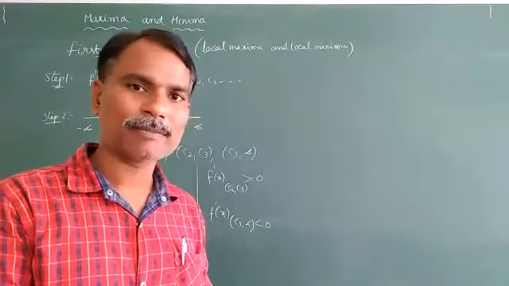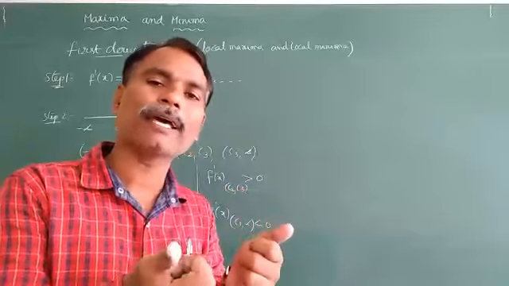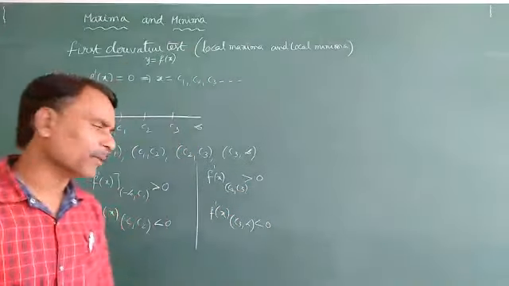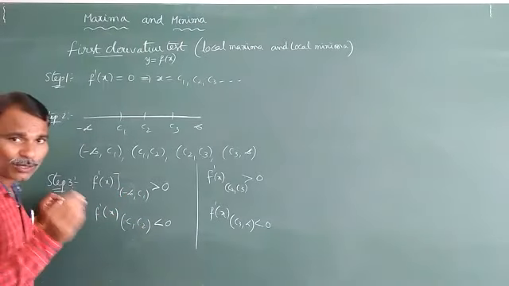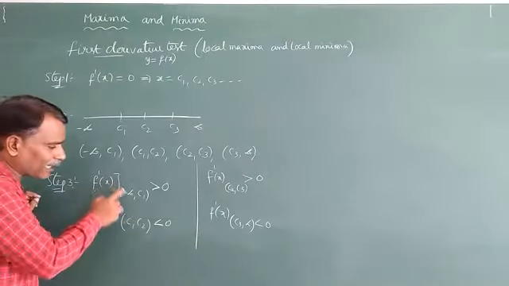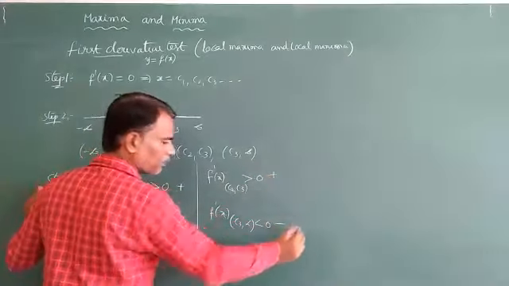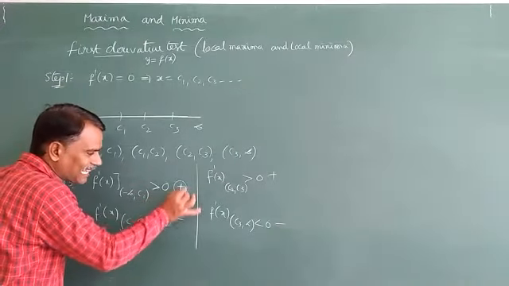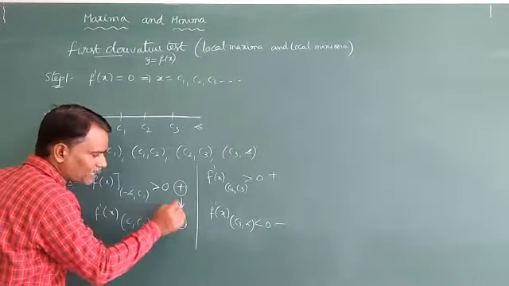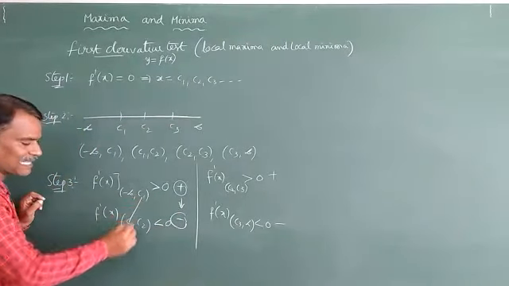If the sign does not change, you say it is an inflection point. Inflection means there is no local maxima and no local minima. So definitely it comes like this, plus minus. So after getting all these values, plus, minus, the plus value is changing into minus at c1.